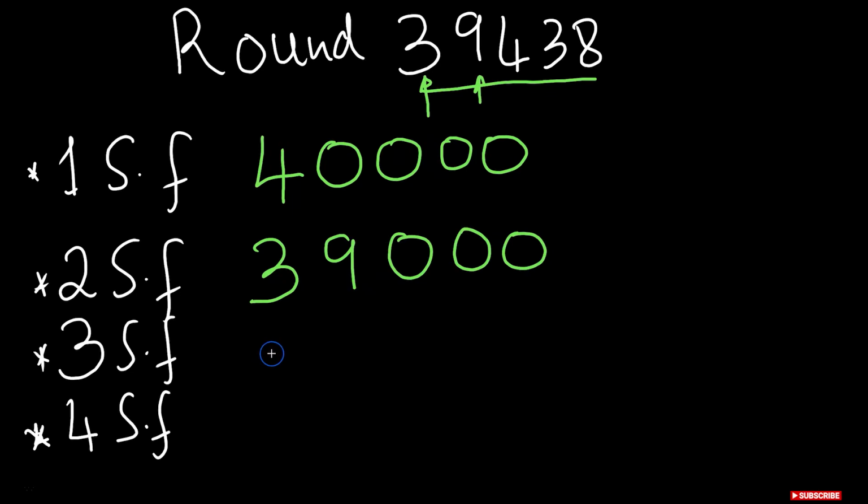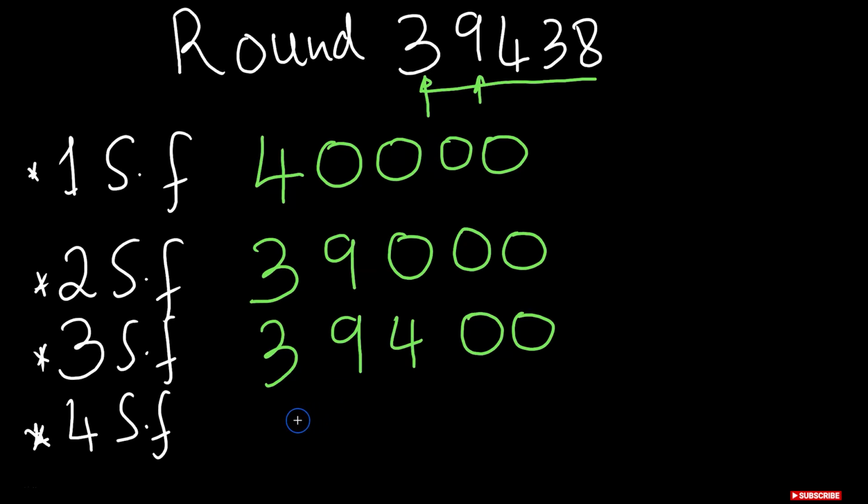3 significant figures. So I'm going to count 1, 2, 3. Is the next number 5 or more? No. So the 4 stays the same. These numbers to the right become zeros. So I have 3, 9, 4, and they become zeros. So I've got 1, 2, 3 significant figures.